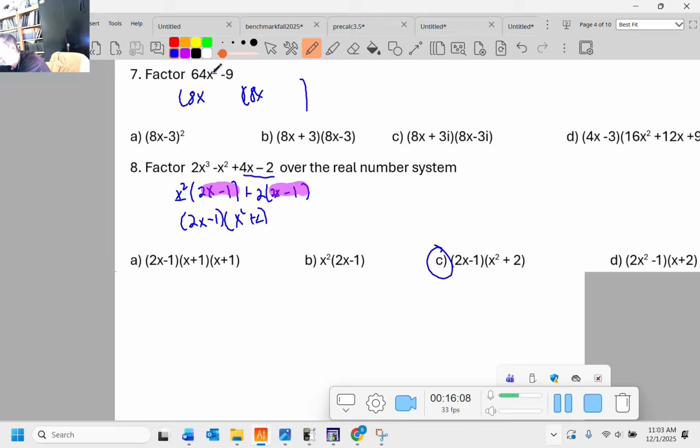To make a -9, they both can't be negative, kids. This is 8x minus 3 times 8x minus 3. That would make +9. You need a -9. You need a +3 and a -3. Choice B. Literally the easiest thing that could be done as far as factoring goes.